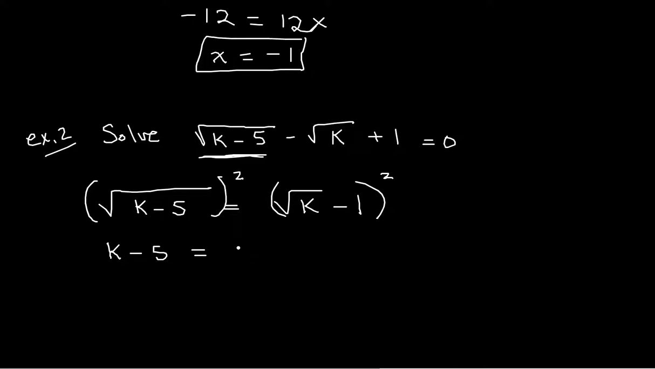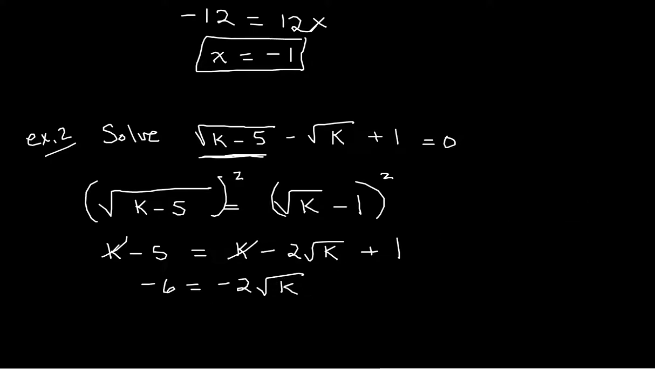Square root of k times square root of k is k. Then we're going to multiply them together times 2, so we're going to get negative 2 root k, and then we're going to square the negative 1 and get plus 1. And again, the k's cross out. I'm going to subtract the 1 from both sides, and we're going to get negative 6 equals negative 2 root k.